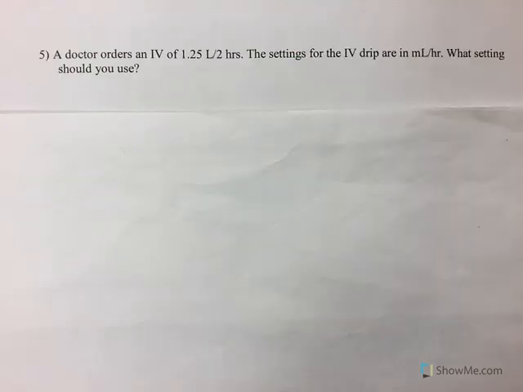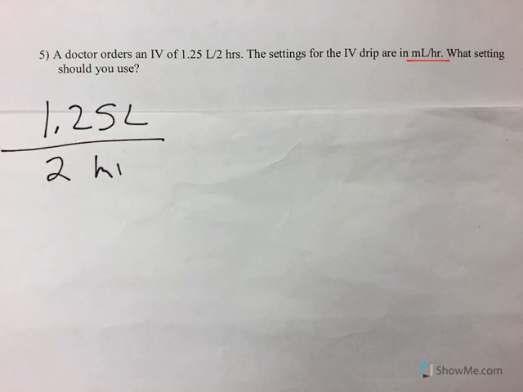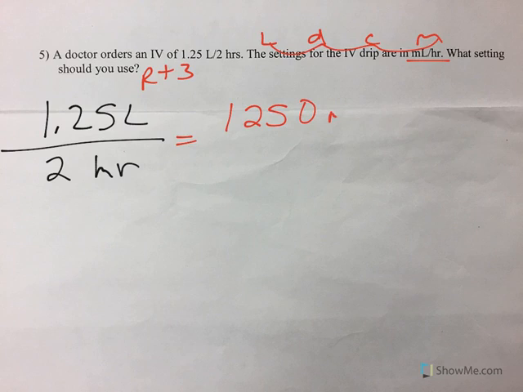A doctor orders an IV of 1.25 liters every 2 hours. The settings for the IV drip are in milliliters per 1 hour. So what setting should you use? Okay, so look at what you're starting with. First, I need to change liters to milliliters. Well, that just means I have to go right 3 because we have liters, deci, centa, milli. So I'm going to go right 3. So this is the same as 1,250 milliliters every 2 hours.